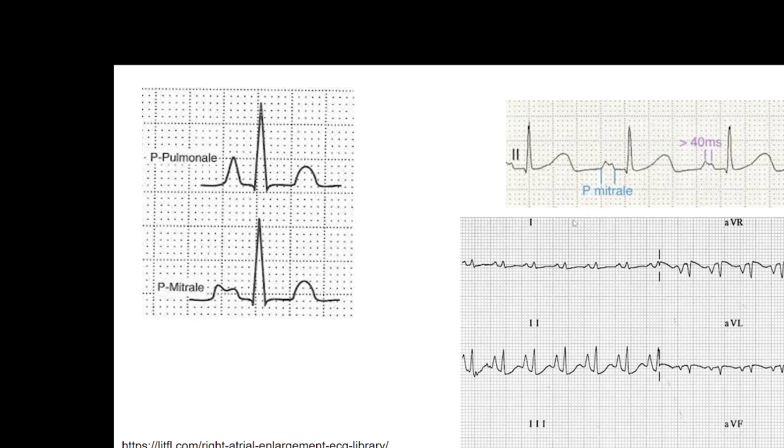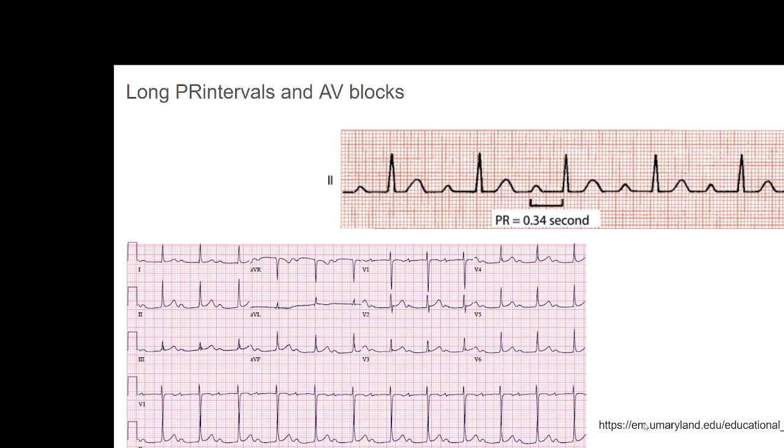Again, I'll show you some examples of P mitrale, where there is left atrial hypertrophy, and right atrial hypertrophy, where the P waves are spiked. Spiked P waves are characteristic. So that's one of the possible clinical signs which can occur.